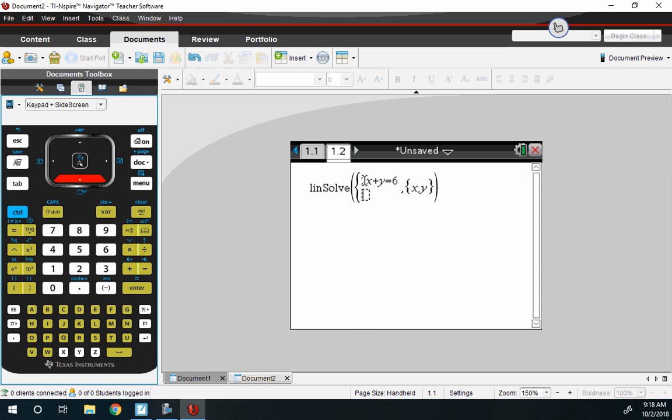And then the second equation, negative 2x plus 5y equals 9. And so I end up with what I ended up with.